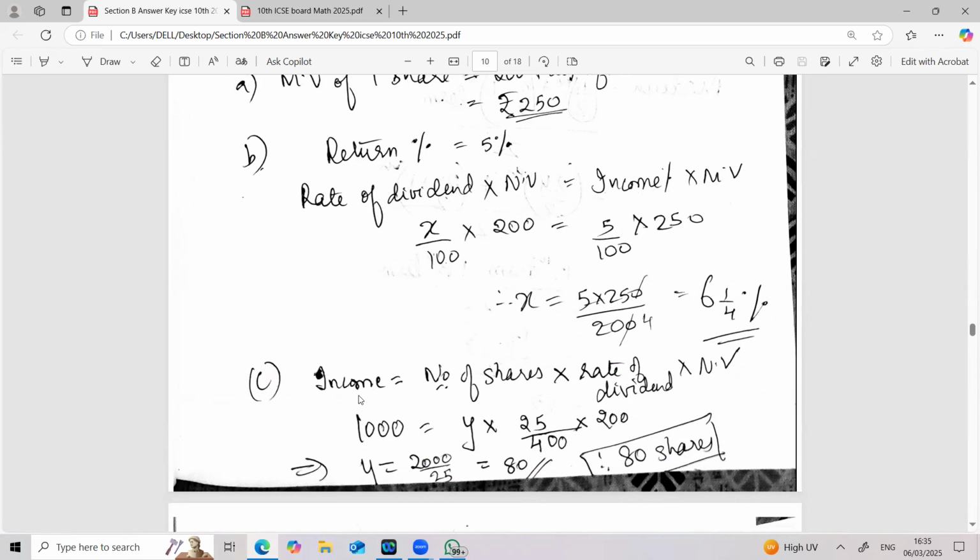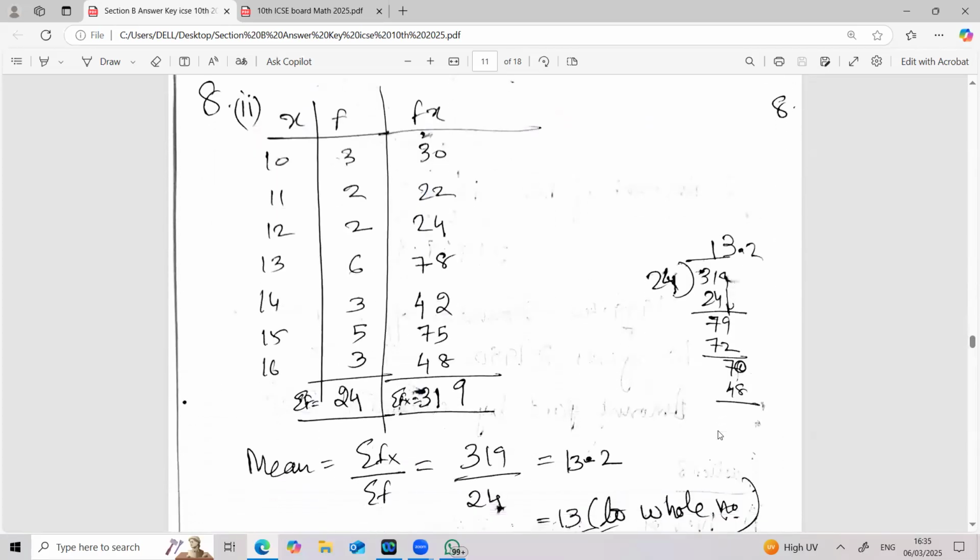Now they're asking us the number of shares. So I have used this formula: the annual income that you receive, or dividend, is equal to number of shares into rate of dividend into nominal value of each share. Let's assume number of shares as Y. Substitute. You should end up getting 80 shares as the answer.